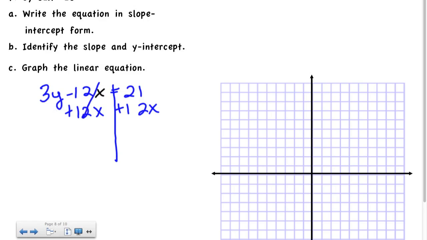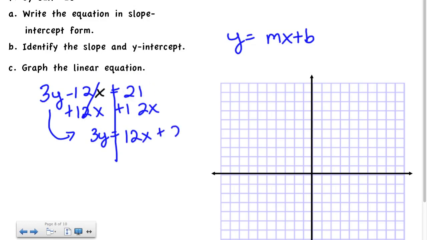These cancel out, then you're left with 3y equals, now we want it to be in slope-intercept form, which is mx plus b, like I showed you in the previous one. So we're going to write our 12x first because that's the mx. So you have 12x, and this is a positive 21, so we're just going to keep 21 down here. Now all we got to do is get rid of this 3 in order to have y by itself.